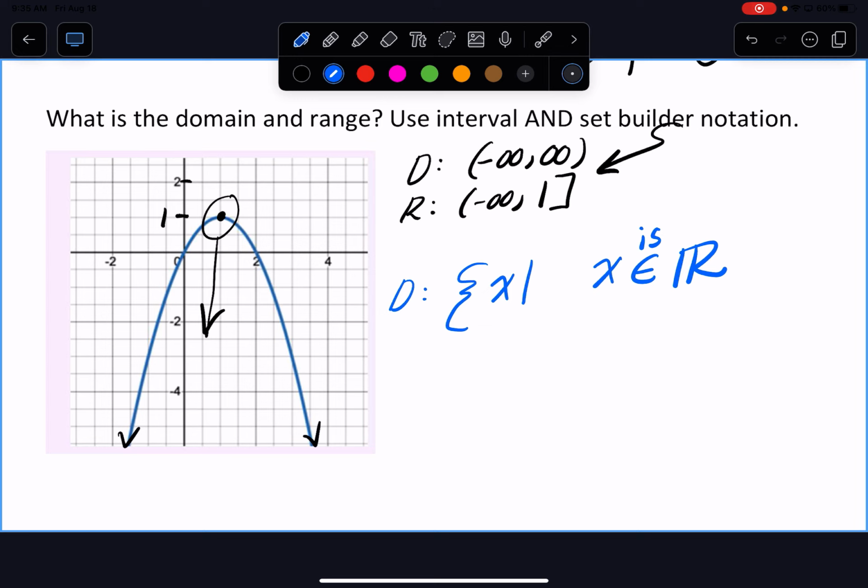Does it really matter if you use the E? No, but for the homework it might. You know what I mean? So just write, that just means is. The answer is all real numbers. Close your set sign. Let's do range.